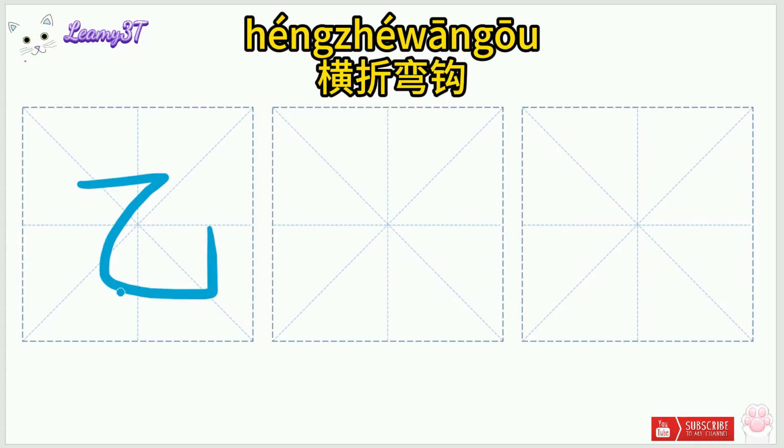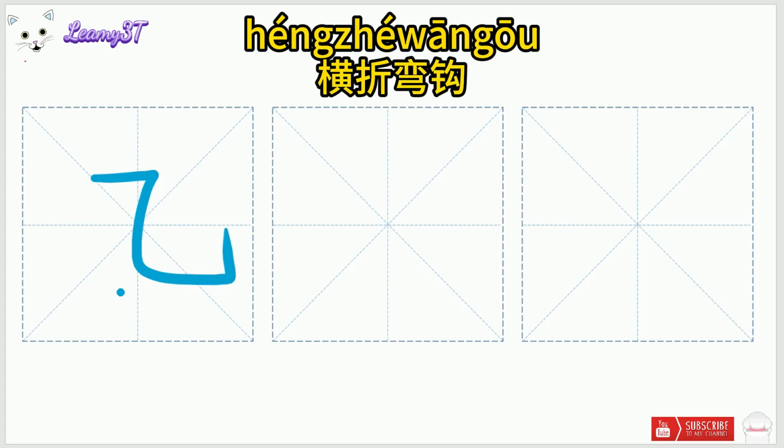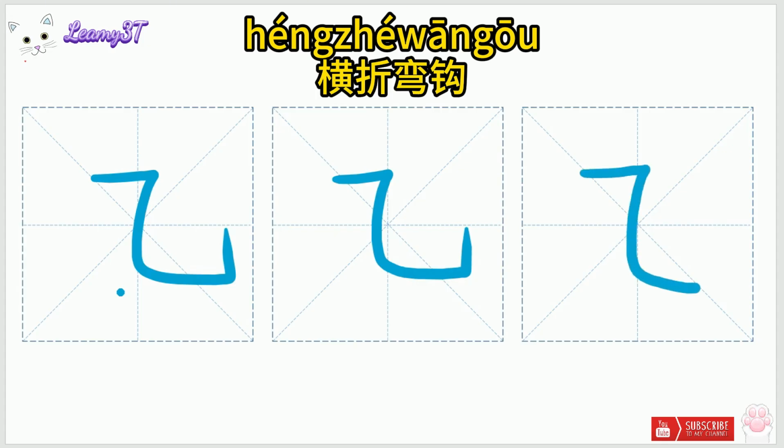Now let's read and write together. First, let's make the 竖 part straight. 横折弯钩, 横折弯钩, 横折弯钩. Sorry, this one's not very good. Let me try it again.